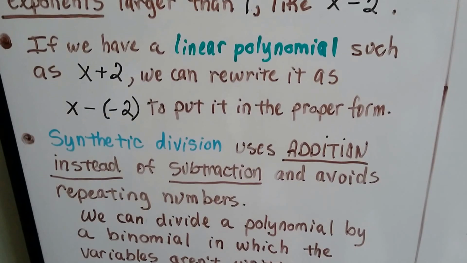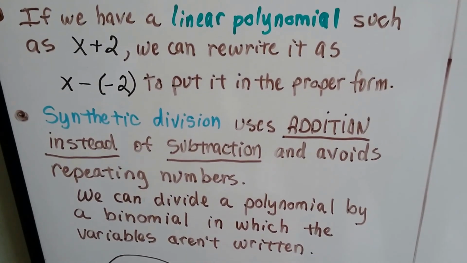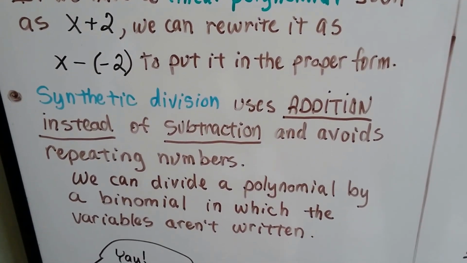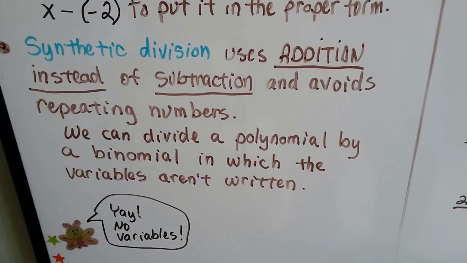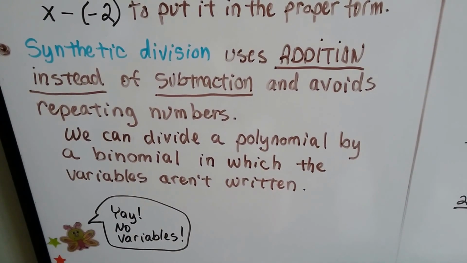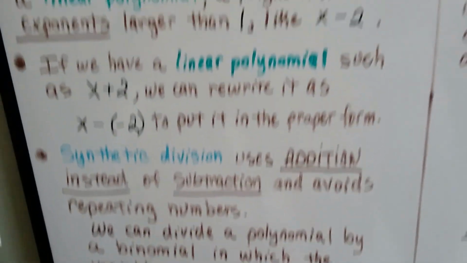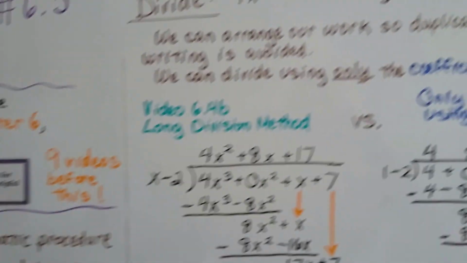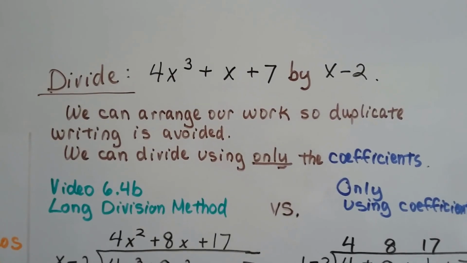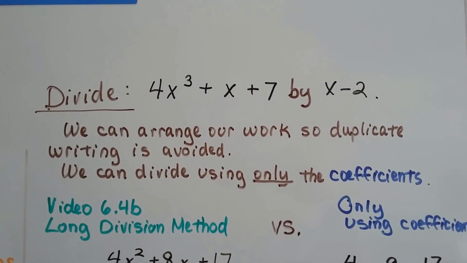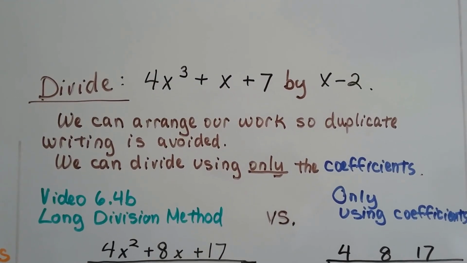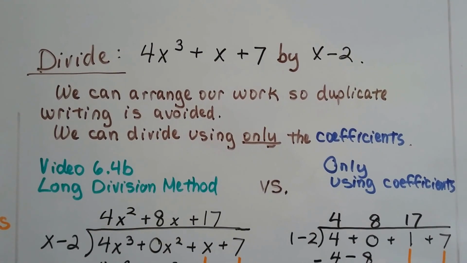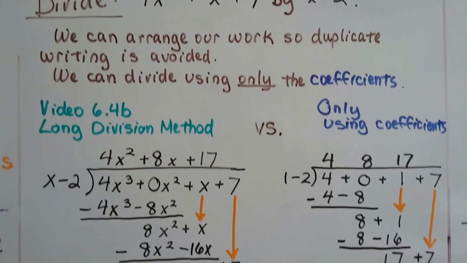Synthetic division uses addition instead of subtraction and avoids repeating numbers. And we can divide a polynomial by a binomial in which the variables aren't written. So we're not going to have any variables. Isn't that great? So here's our first one. We need to divide 4x to the third power plus x plus 7 by x minus 2. We can rearrange our work so duplicate writing is avoided, and we can divide using only the coefficients.